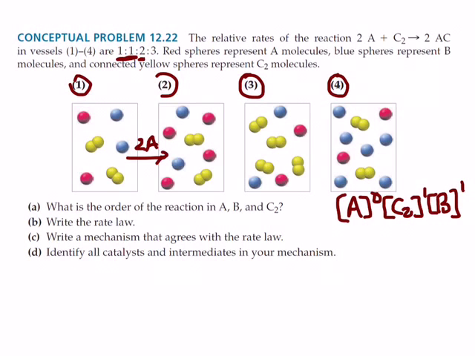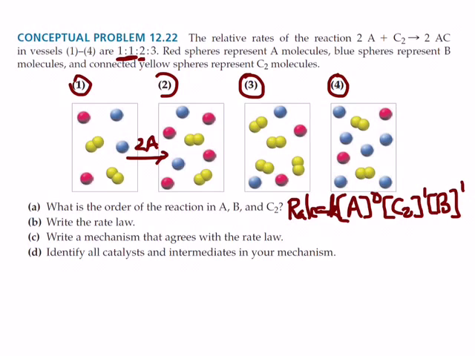So if we write a rate law, we could say rate equals k times [A] to the 0, [C2] to the 1, [B] to the 1. Now, since A was 0 order, you actually don't need to include that. You could leave the A to the 0 out of your rate law and you'd be fine.